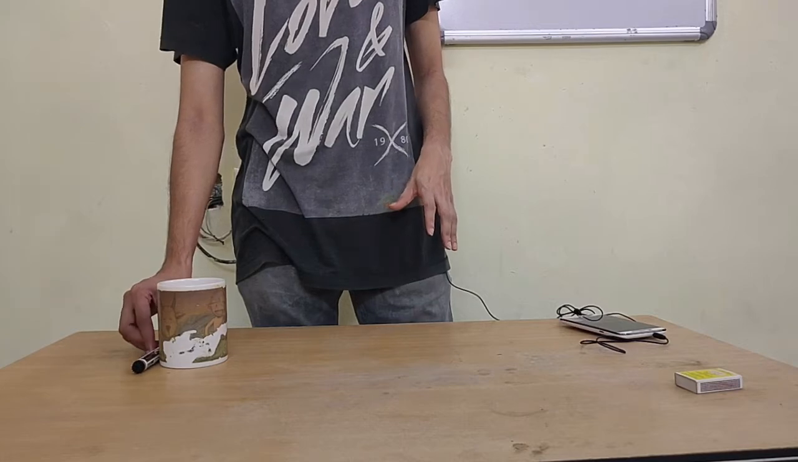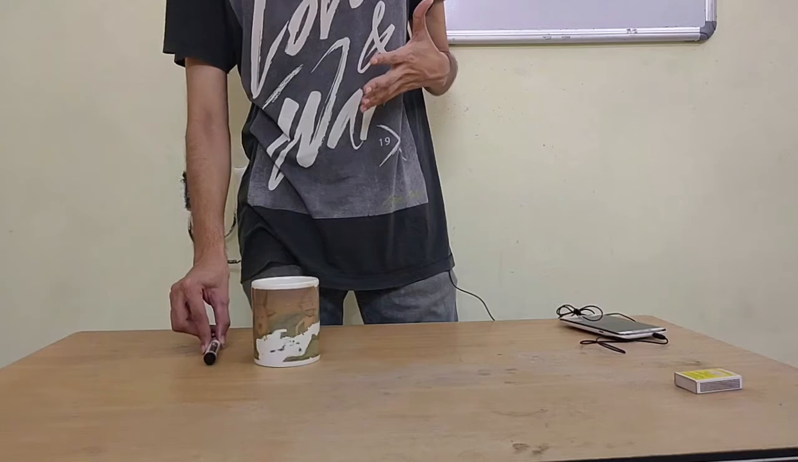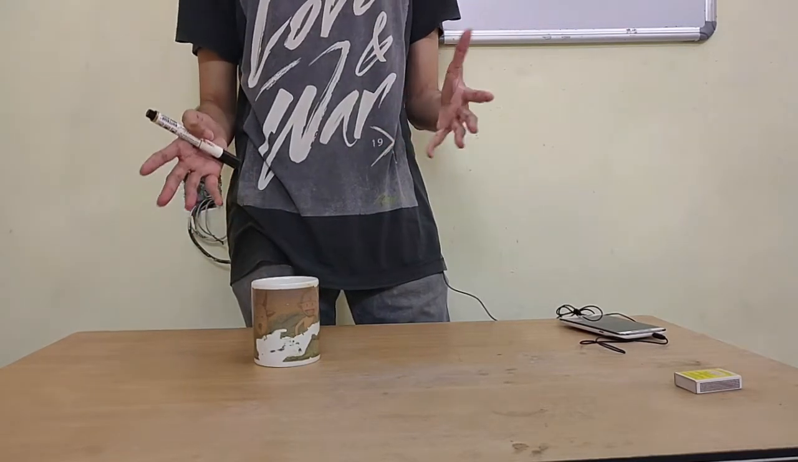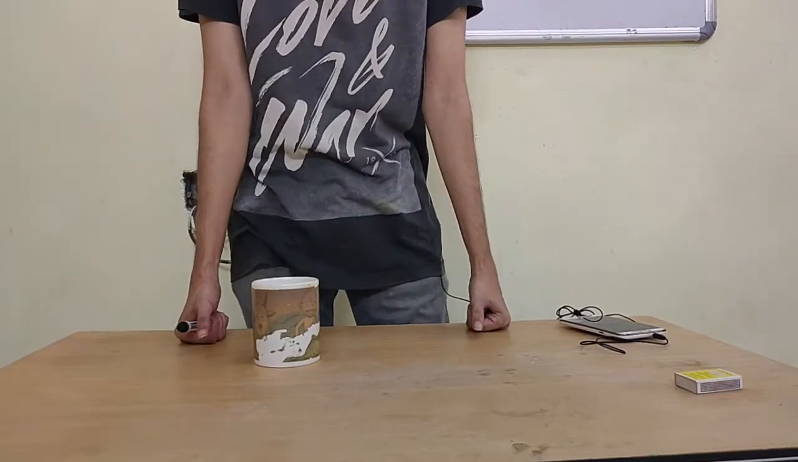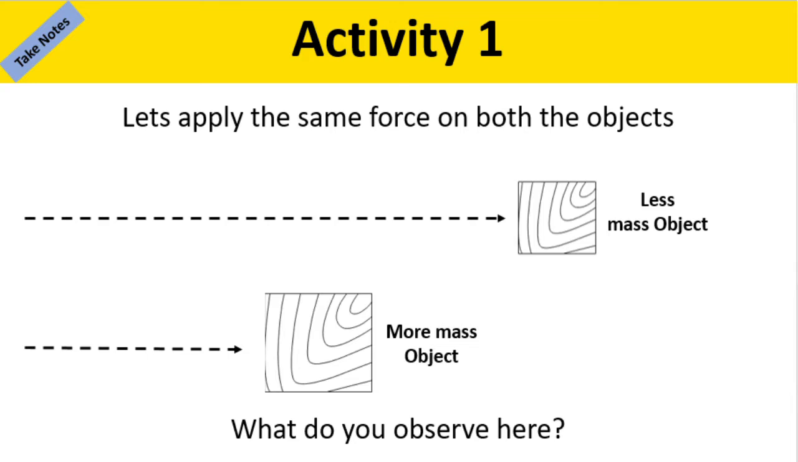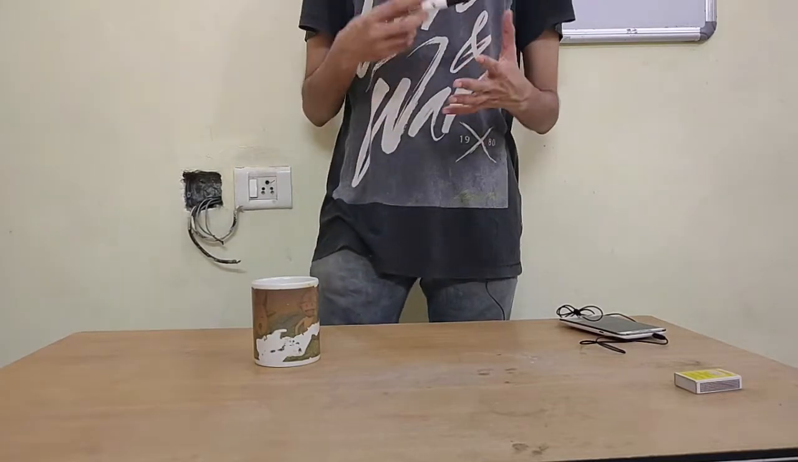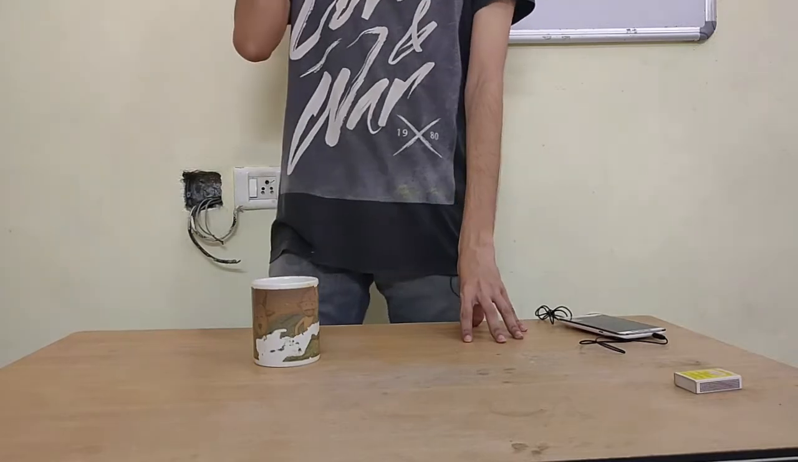I'll try to put the same amount of force on this object, which is a heavy porcelain mug. If you see, its acceleration was very low. It had very little change in its speed, right? A big difference between these two objects in terms of acceleration, although the force was the same. Now, why is this happening?